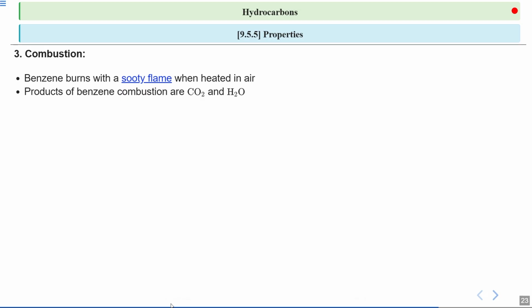When benzene undergoes combustion, the main products are carbon dioxide, which is a gas that we exhale, and water vapor. This is typical for hydrocarbon combustion. The carbon atom combines with oxygen to form carbon dioxide and the hydrogen atom forms water.